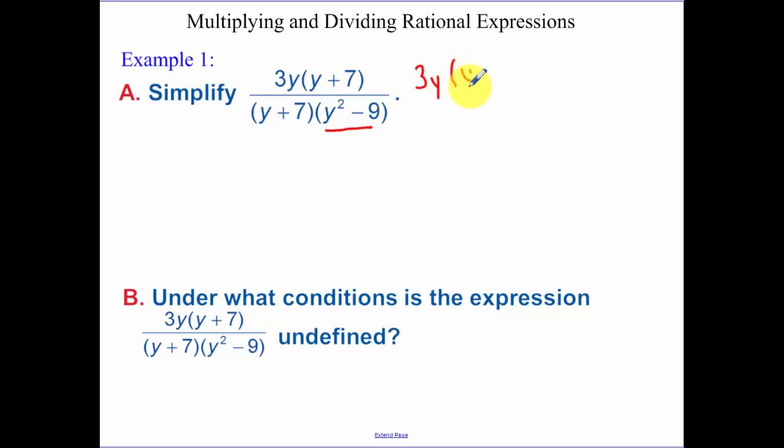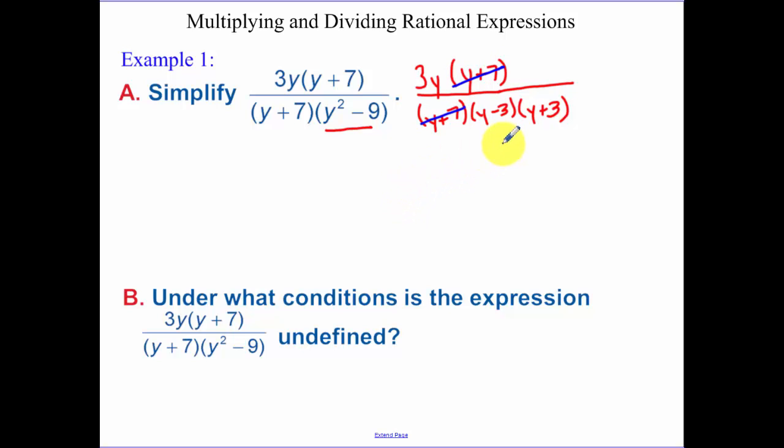So we go ahead and we factor that bottom piece. Remember, that's a difference of two squares. So that's y minus 3 and y plus 3. Now you can only cancel factors. Each one of these quantities in parentheses is what we call a factor. So I can cancel the y plus 7s.